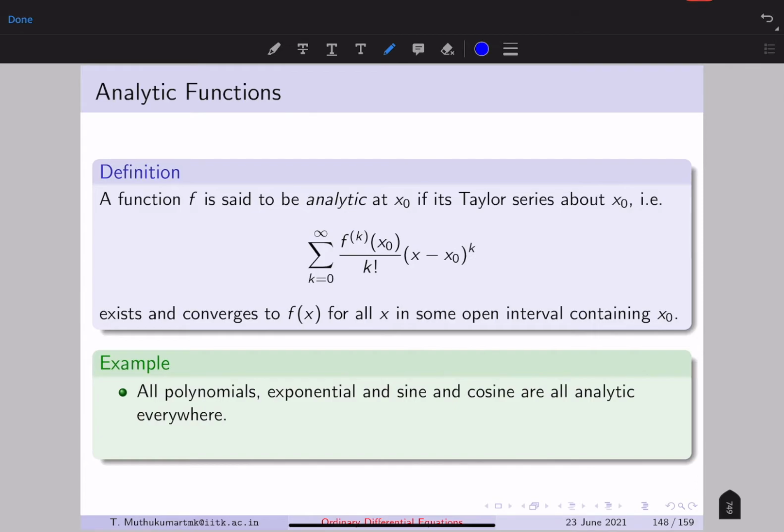Let's look at some examples. Your exponential is analytic. You know there is a series form for e to the power x, so that is analytic.